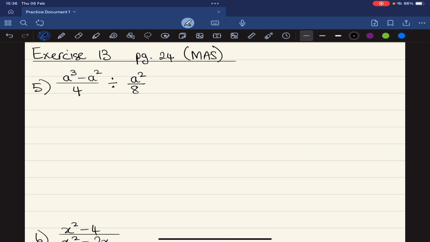So I have here 8 to the power 3 minus 8 to the power 2 over 4 as a fraction divided by a squared over 8.